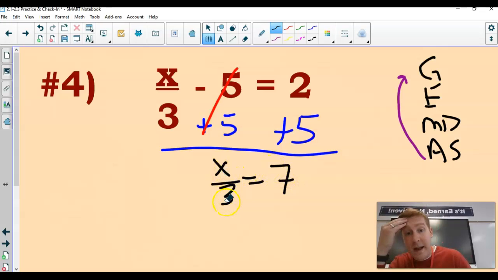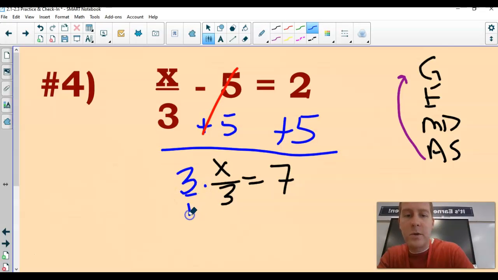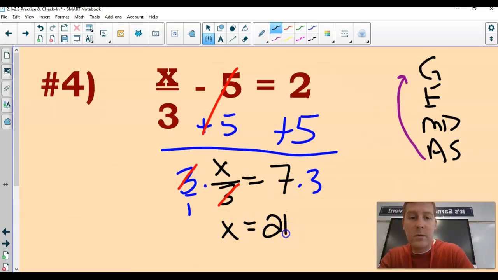Now we are dividing both sides by 3, or we're dividing x by 3. So what's the opposite of dividing? Multiplication. So we're going to multiply both sides by 3. Or you can write it as 3 over 1 if you'd like. Because when you cross simplify here, that 3 cancels out the 3 on the bottom of that fraction, which will leave us with just x, and x is going to equal 21.